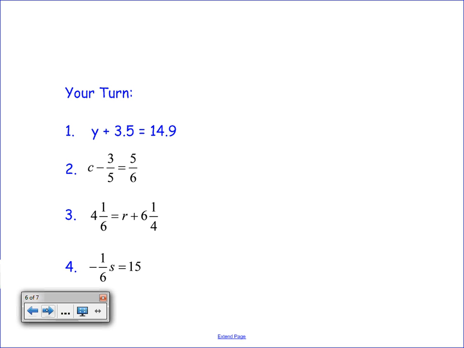Okay, here are your four your turn problems for tonight. There are 4 problems. Do these on paper so we can look at them the next time we meet and see how you're doing on these problems that you've learned about today.